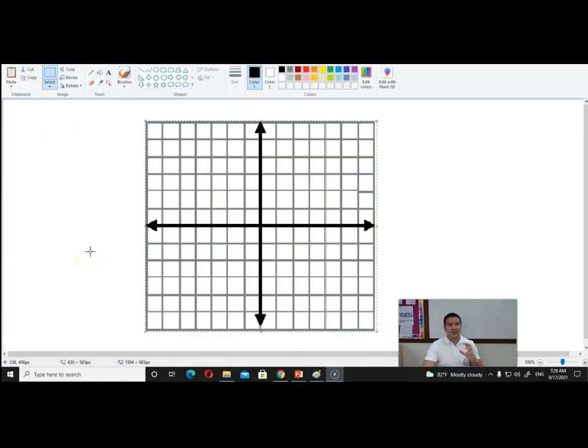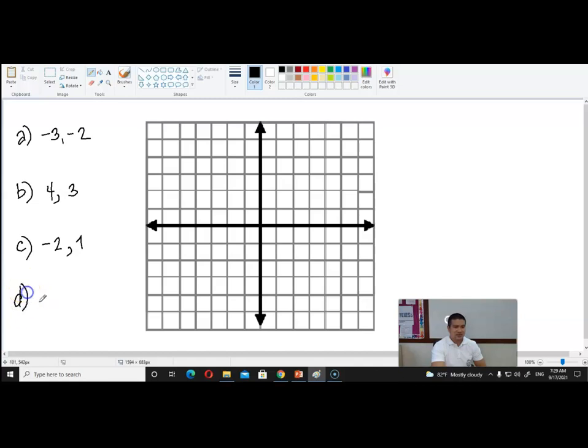Okay, so let's try to plot some ordered pairs. Let's say we have ordered pair, letter A. Let's say A is (-3, -2). Letter B, let's say we get (4, 3). And then letter C, let's say we will have (-2, 1). And then letter D, we will have let's say (5, -2). Okay, so we will try to plot each on the graph.